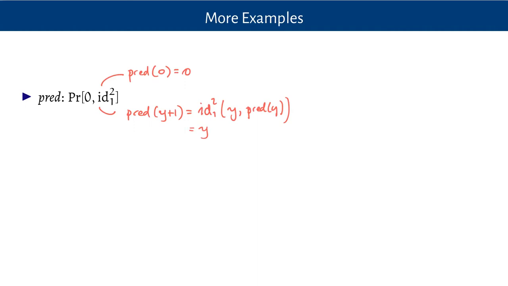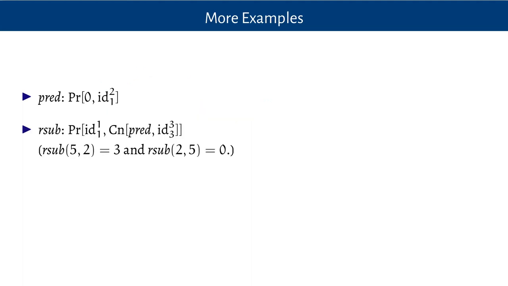So we can see that pred of 0 is 0, pred of 1 is 0, pred of 2 is 1, and so on. It's called pred because it's the predecessor function. For every number, it chooses the number before, except there's nothing before 0, so pred of 0 is still 0. We can use pred to define by primitive recursion this function, which we'll call r sub.